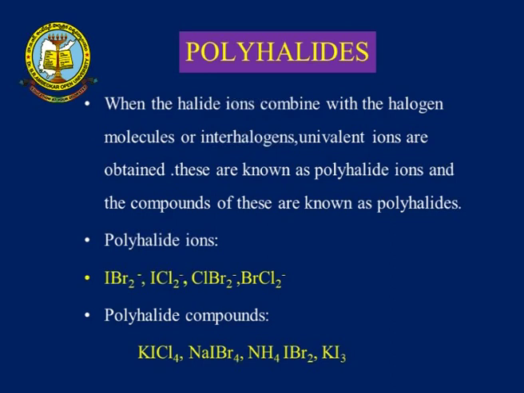And next, polyhalide compounds, okay. The first one is the anion, the next one is a stable molecule: KICl4, NaIBr4, NH4IBr2 and KI3, potassium triiodide. So in KI3 the polyhalide anion is I3 minus, right. So these are all examples of polyhalide ions and polyhalide compounds.